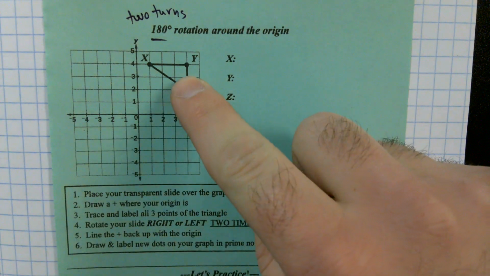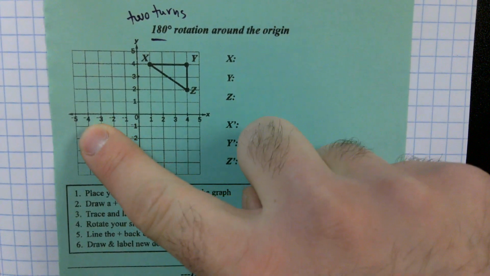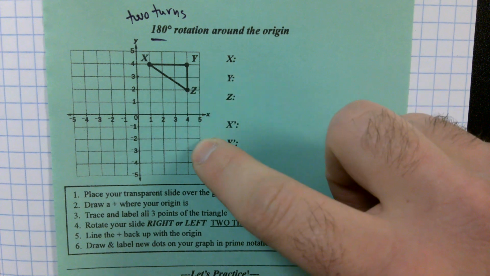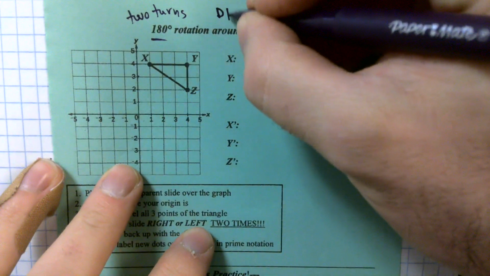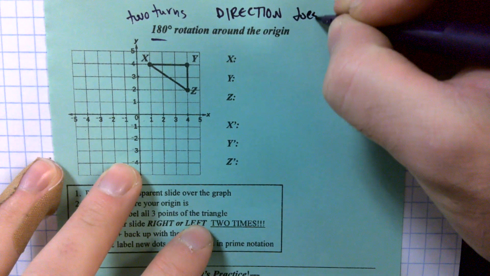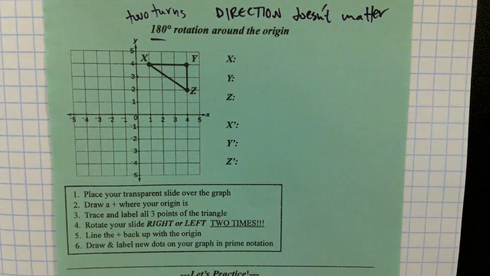Because if I'm right here and I turn to the left once, twice, I end up in quadrant 3. If I'm right here and I turn to the right twice, 1, 2, I still end up in quadrant 3. The direction does not matter when we're rotating 180 degrees.